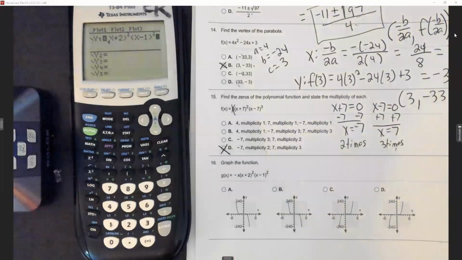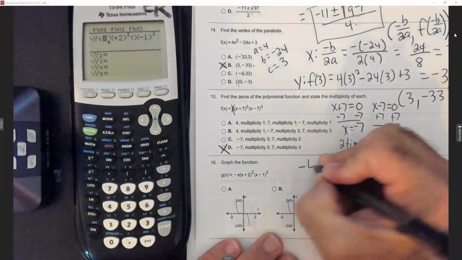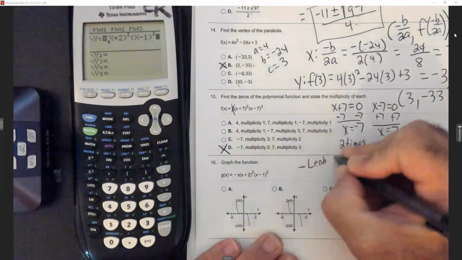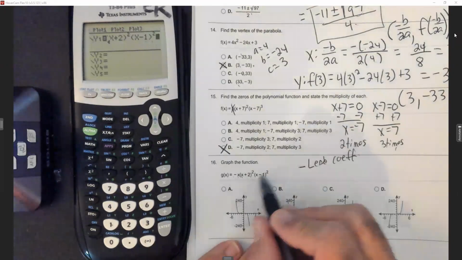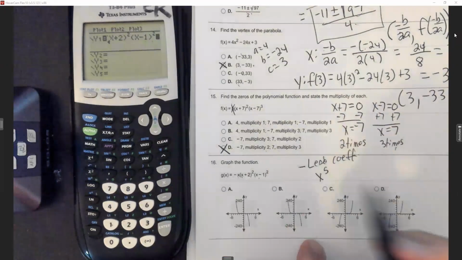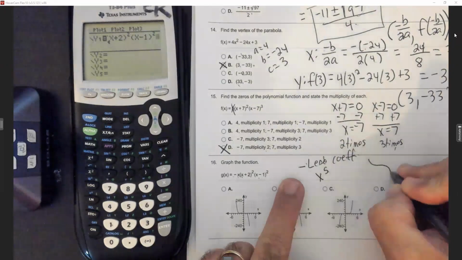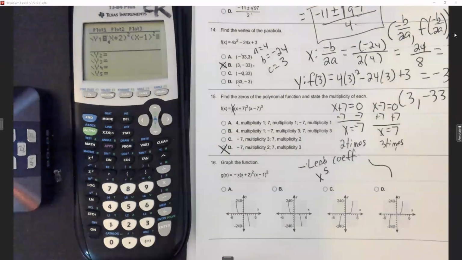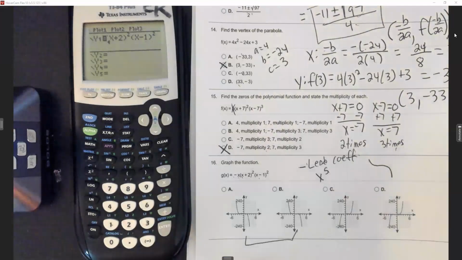Now, I'll graph it in a second, but let's see. We got a negative in the front, so it's a negative lead coefficient. And then I got 1, 2, 3, 4, 5, because remember, these x's happen twice. So I got 5 x's. That'll give me an x to the 5th. So when I had an odd degree that was negative, it should go downhill left to right. So it's got to be A or B. And boy, I don't like that question. I'm not seeing many differences on those.